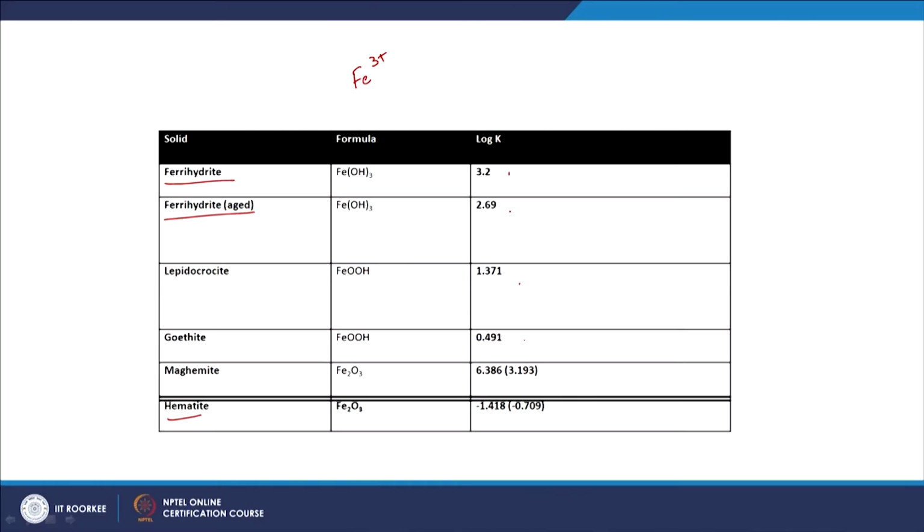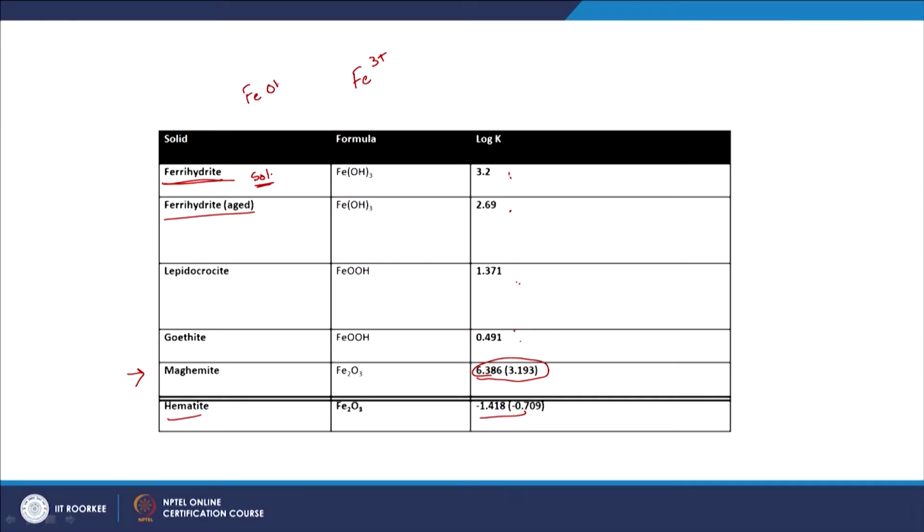I need to look at the log K values, right. So this is 6.836 and 3.193, I guess the different conditions. So minus 4, if I neglect this for now, I see that the log K is in decreasing order, right. So what is it that we know? Ferrihydride is the more soluble form of the solid. Why do I call that the more soluble form?